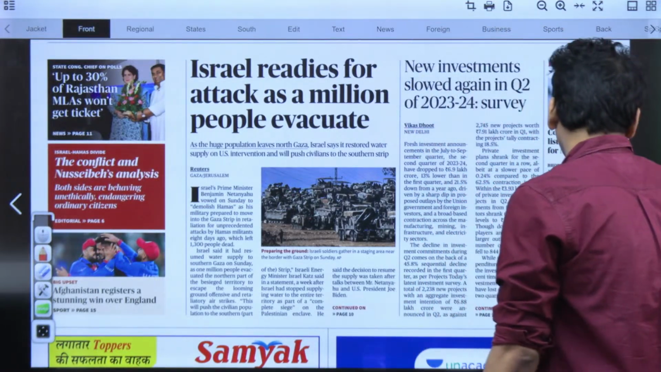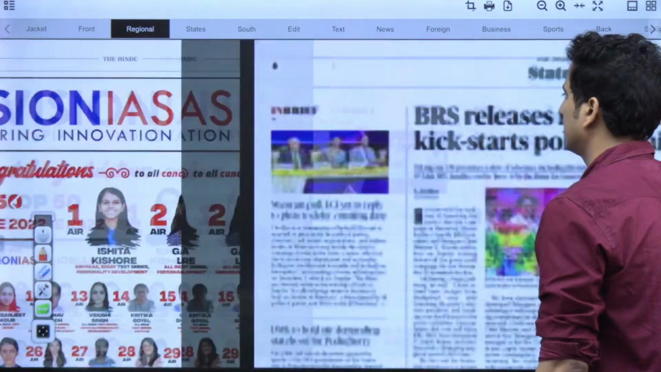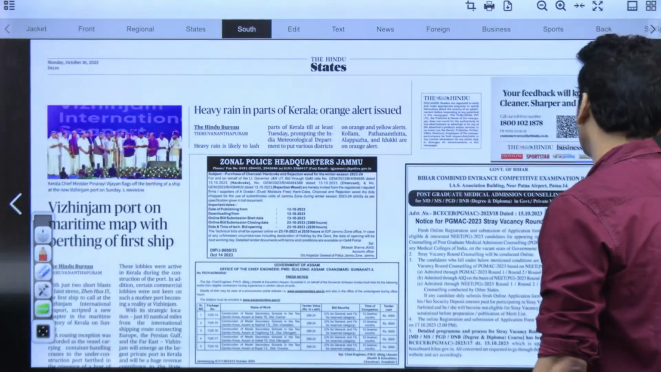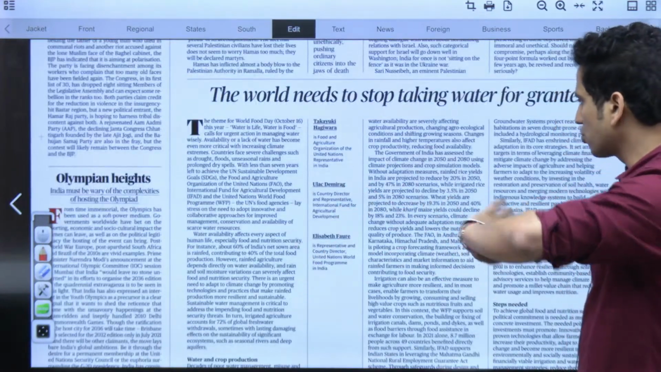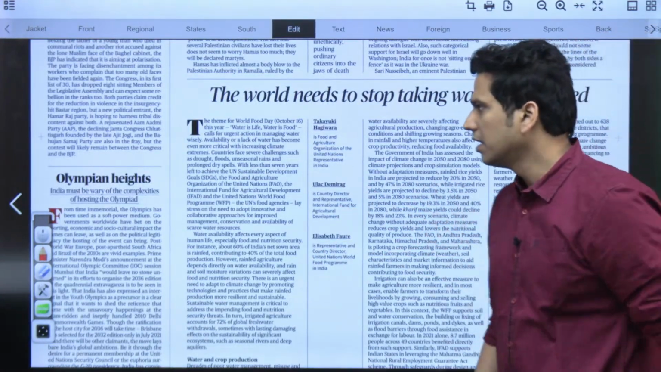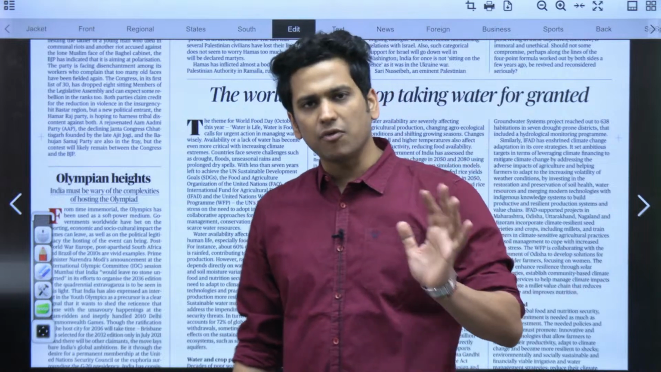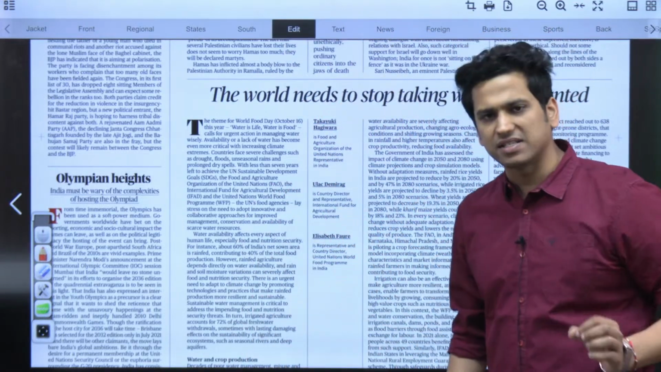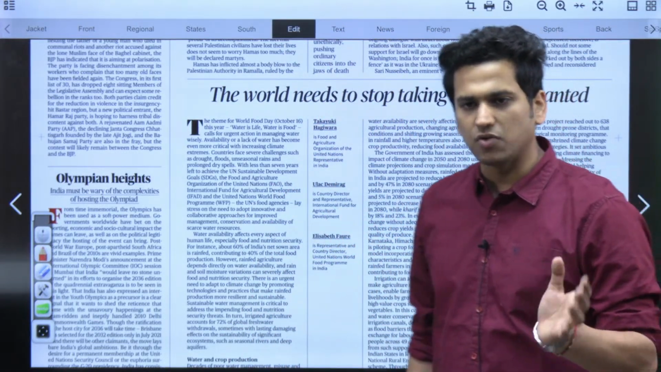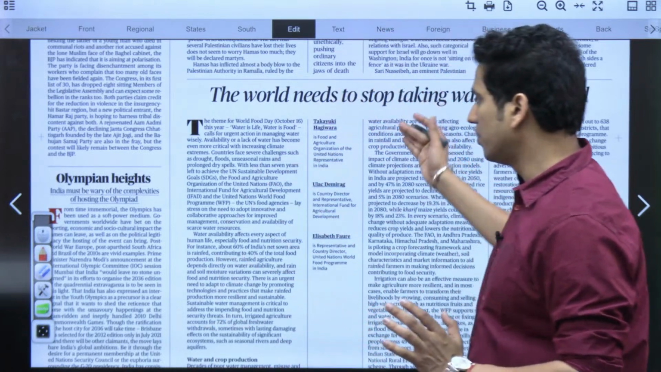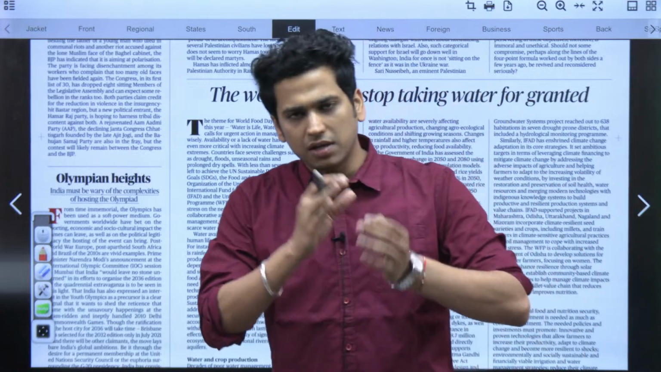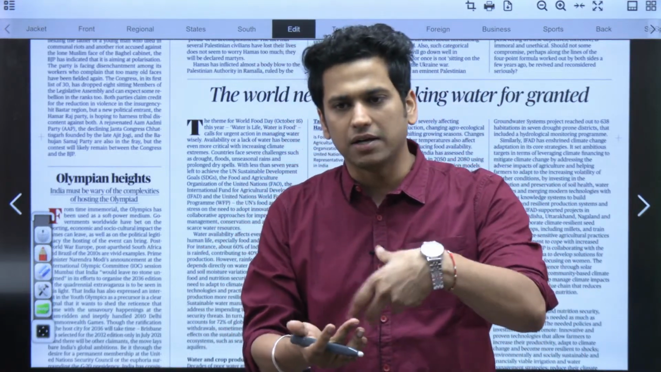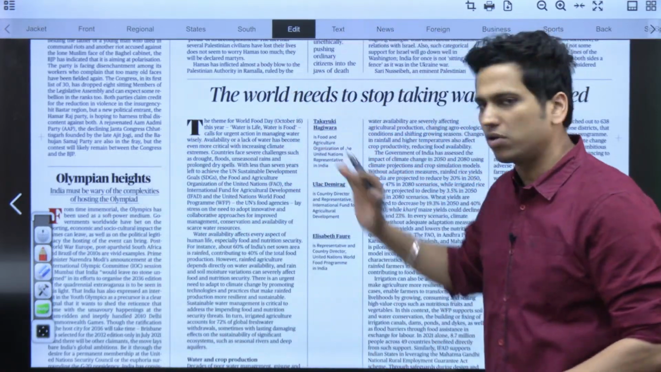Now, moving to the next part, directly coming to the editorial. This editorial is related to the world needing to stop taking water for granted. The theme of this year's World Food Day, very important: October 16, today is World Food Day. So just have an understanding that today is World Food Day, and this year the theme is water is life and water is food. So the focus on Food Day is water is life and water is food.